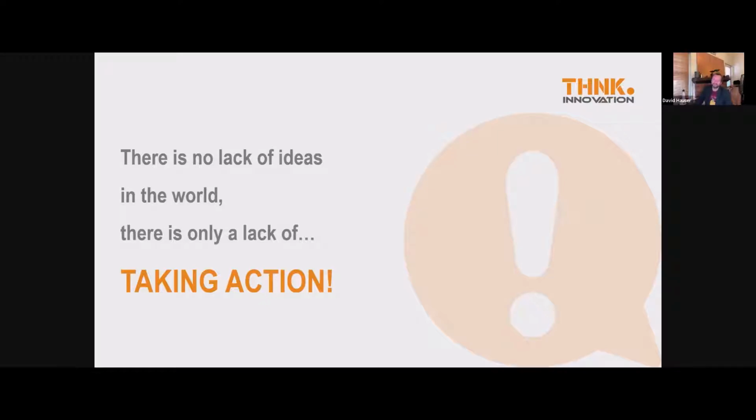As I said earlier, there's no lack of ideas in the world. I have probably 10 ideas every day that I think are quite innovative, but it's all about taking action, testing the market, finding the right team, and finding the money to actually make those ideas happen. Because at the end of the day, it's only innovation when people are happy to pay money for it. Otherwise, it stays an idea.